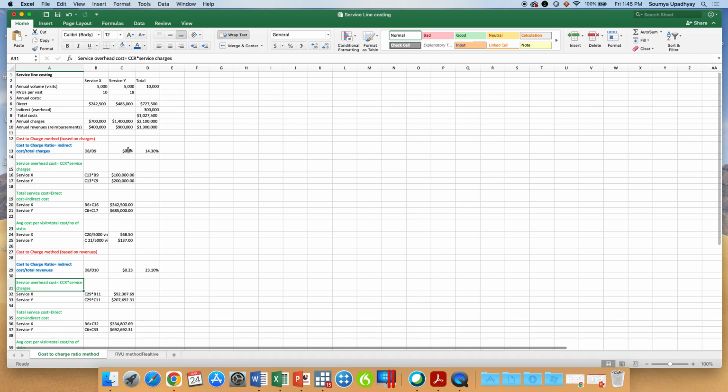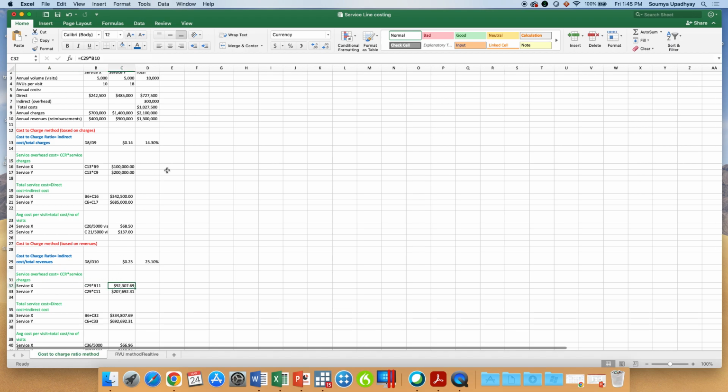Now we calculate the service overhead cost by multiplying the CCR with the service charges. And the service charges, as you saw, were here. C29, which is basically the cost to charge ratio, and B10, which is going to be here. So this should be B10 and this should be C10. So the cost to charge ratio multiplied by the annual revenue for service X and the cost to charge ratio multiplied by the annual revenue for service Y gives you these two numbers.